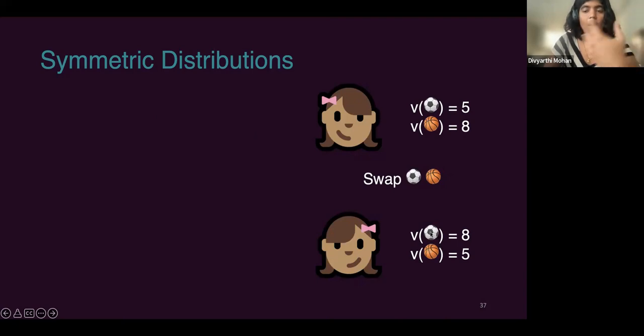Her value for the soccer ball is 8 and her value for the basketball is 5. Okay, so if the probability of drawing these two buyer types is the same from this distribution, and it is the same for any pairs of value x and y, we say that the distribution is symmetric about swapping the basketball and soccer ball. Okay, so for any x and y, if the probability of seeing xy is the same as the probability of seeing yx, we say that the distribution is symmetric about basketball and soccer ball.